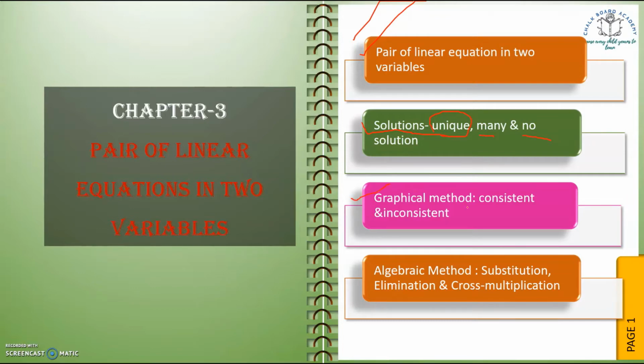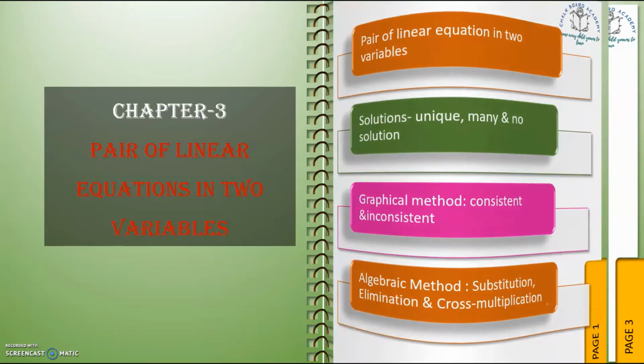Thereafter we have the graphical method. Here we will see the relation between these two equations and whether they are consistent or inconsistent with each other. Then we have the algebraic method to find the solutions of these equations. Here we have three methods: first one is substitution, second one is elimination, and the third one is cross multiplication. Moving forward, let's start with the first topic.